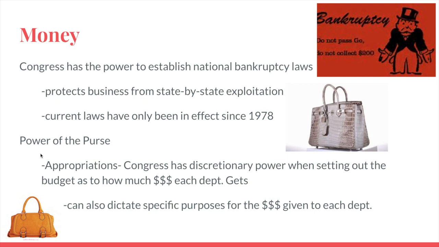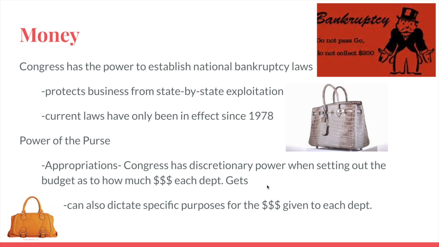But Congress has discretionary power. They choose when they're setting out the budget how much money each department gets. So if they think that the Department of Defense needs more money, they can decide to give the Department of Defense more money. If they think the Department of Health and Human Services needs less money, then they give less money to the Department of Health and Human Services. And at the end of the day, it's Congress's call as to how they're going to allocate that money.